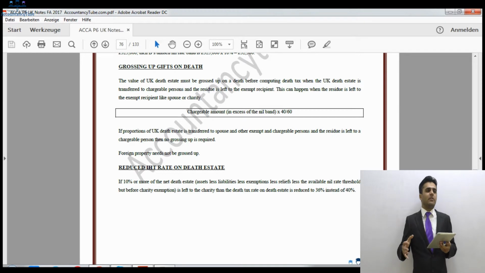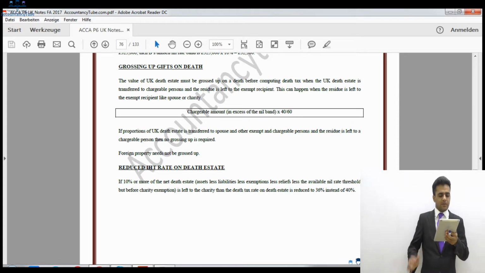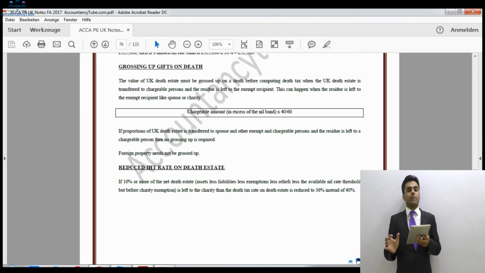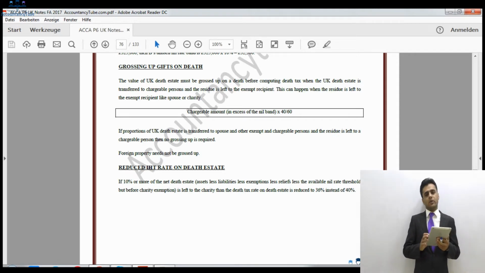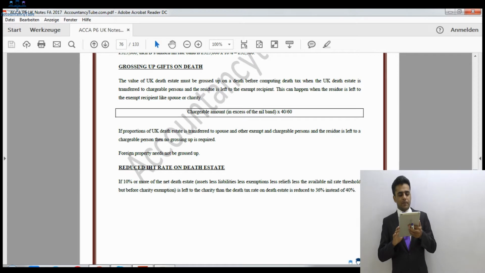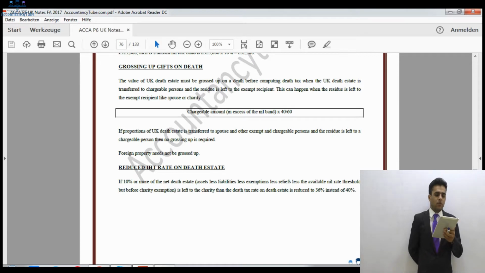So if he says that the remaining part of my estate will be transferred to the exempt party, in that case we will gross up the estate. It will only apply when the remaining part of the estate is transferred to the exempt party. In most cases in the question it will say I will give my car to my son, I will give that house to my daughter, and the remaining estate I will transfer to my wife. In that case, it will be grossed up. Now how would we gross it up? We will take the chargeable amount in excess of the nil rate band, multiplied by 40 over 60.